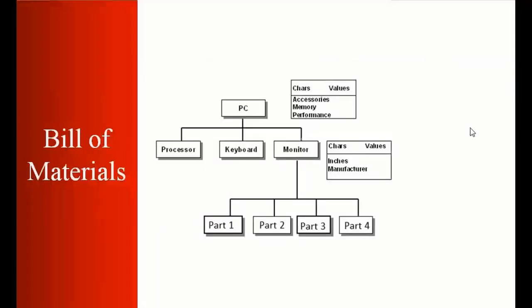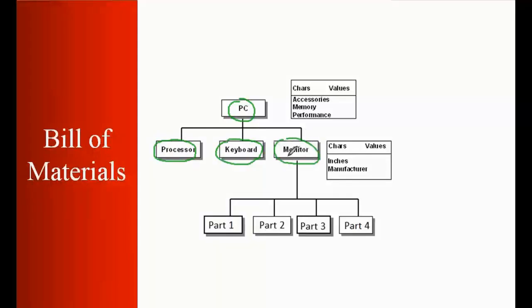If you look at this screen, think about a company that is manufacturing a PC, or maybe a laptop. Okay, just a PC. Now, to make the PC, what are the different requirements? If the company wants to make a PC, they need a processor, a keyboard, and a monitor.